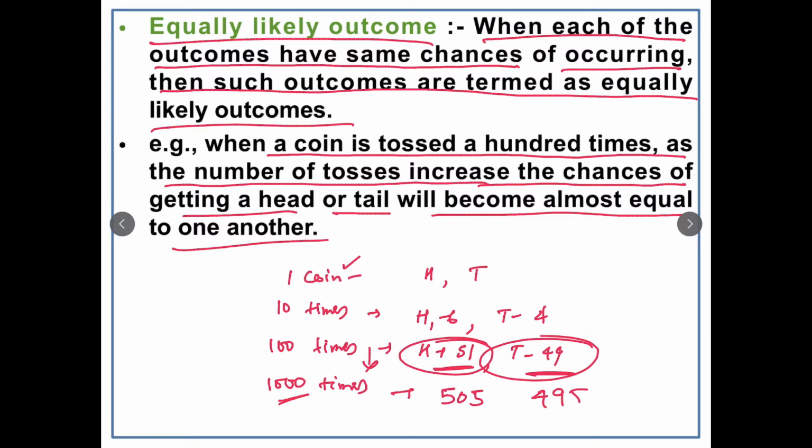So whenever we perform an experiment, if we perform that experiment a multiple number of times, you will find that all the results have equal chances of occurring. Okay, so this is called equally likely outcome.